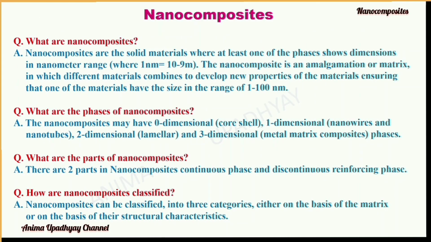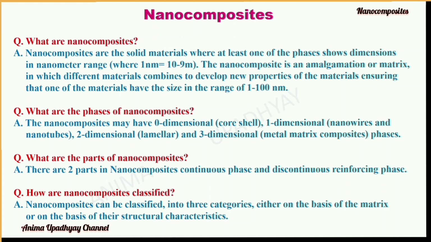Now we will learn about the nanocomposites. So what are nanocomposites? They are solid materials where at least one of the phases shows dimensions in the nanometer range. The nanocomposite is an amalgamation or matrix in which different materials combine to develop new properties of the materials, ensuring that one of the materials has a size in the range of 1 to 100 nanometers.